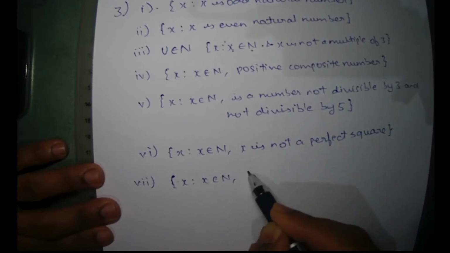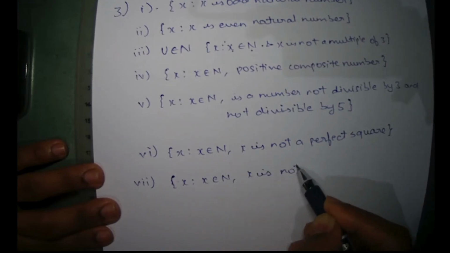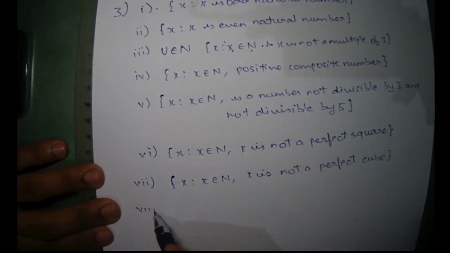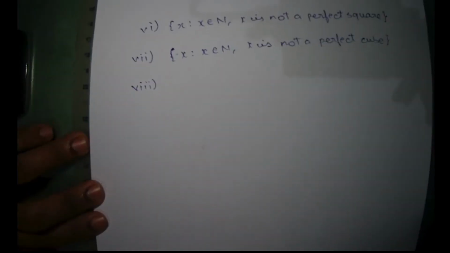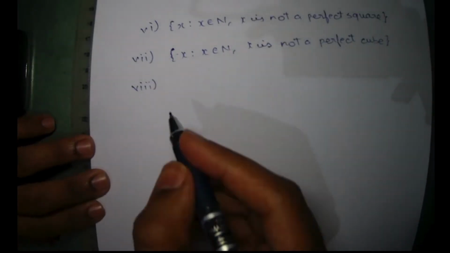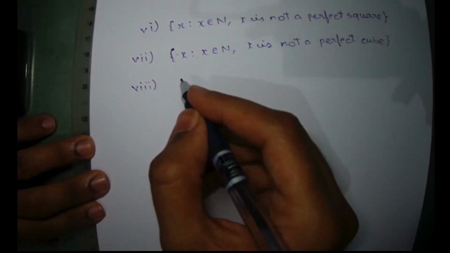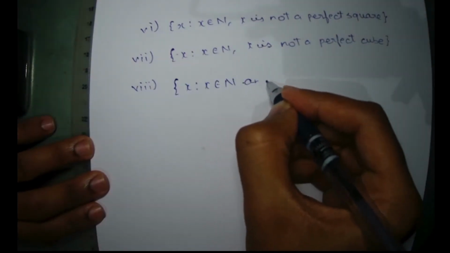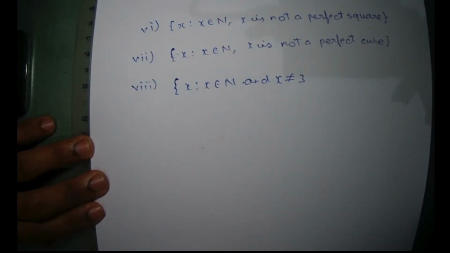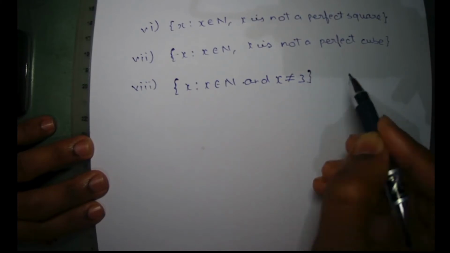X is a natural number, x is not a perfect cube. So eighth, we have x plus 5 is equal to 8. So then the answer is x is not equal to 3. If x plus 5 should be equal to 8, the only number x can take is 3. So every number which is not 3 is a complement of that set.